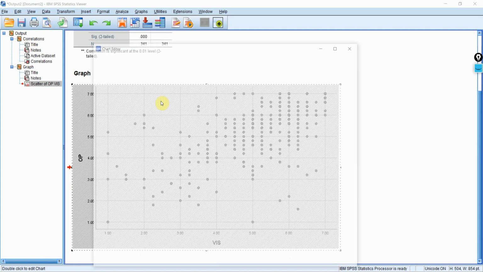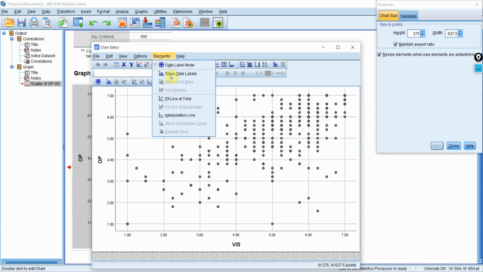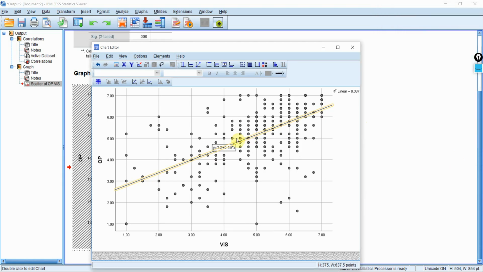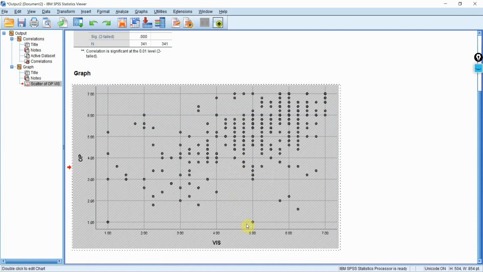So double click on it, go to Elements, Fit Line at Total, and as we did in the last session as well, these dots here shall be closer to this line here. The closer they are to this line, the more we can accept that there is a linear relationship between the two. In this case, we can say to a certain extent it is a linear relationship.